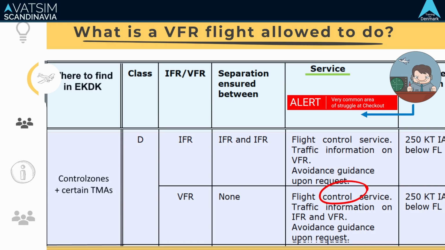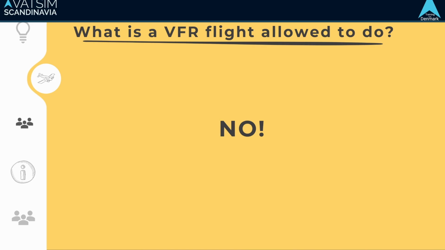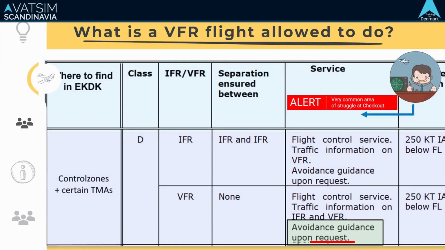That was what we just talked about. You need to control him and tell him what to do. Traffic information on IFR and VFR. So you need to provide information on other airplanes, both IFR and VFR, that may concern him. Good to know. Then this. Avoidance guidance on request. So what does that mean? They're not separated? No. And this leads to the next point, the important one and the daunting one.